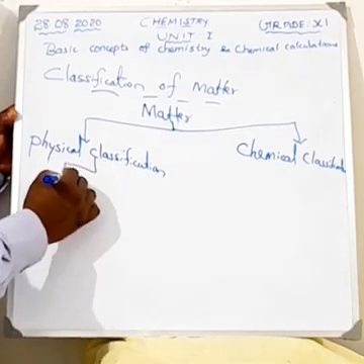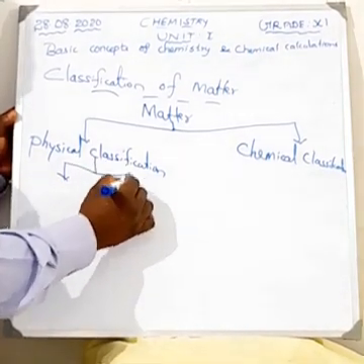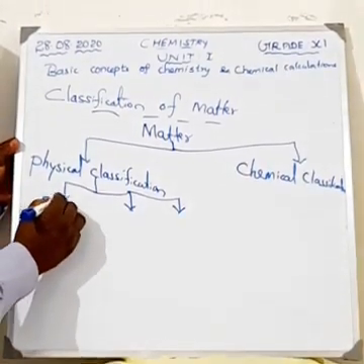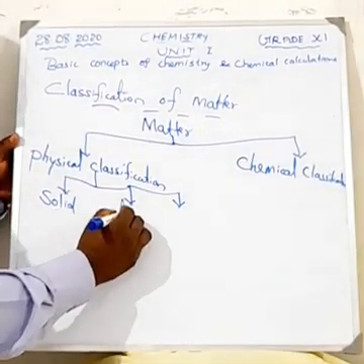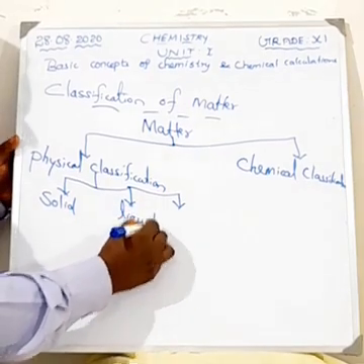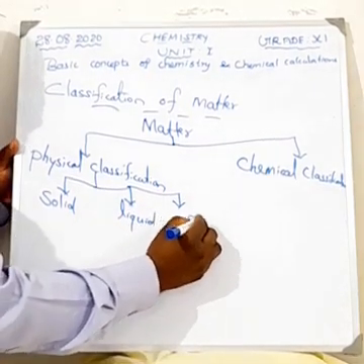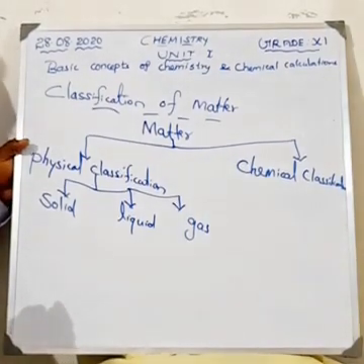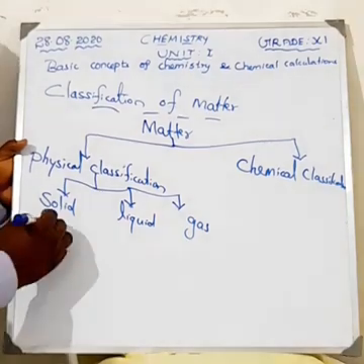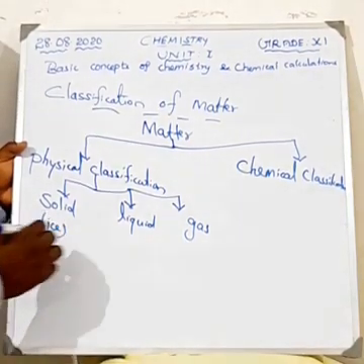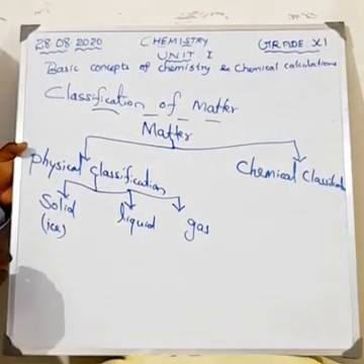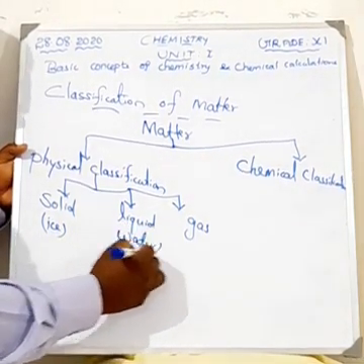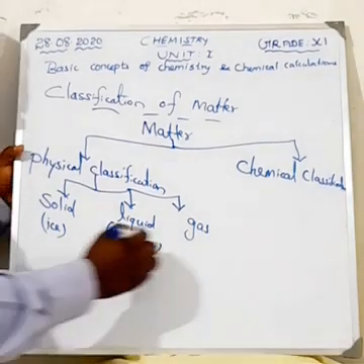Here, in the physical classification, all of you know that there are three types. What are they? Solid, liquid and gas. Can you say examples of solid? Okay, ice. Examples of liquid? Water. Examples of gas? Water vapor.